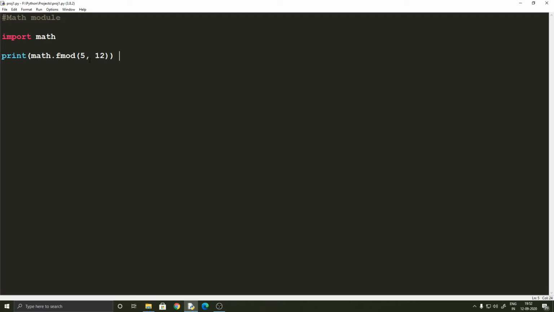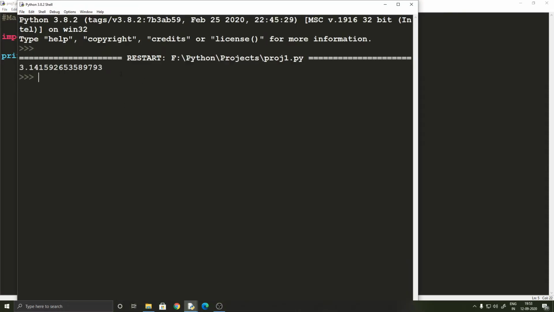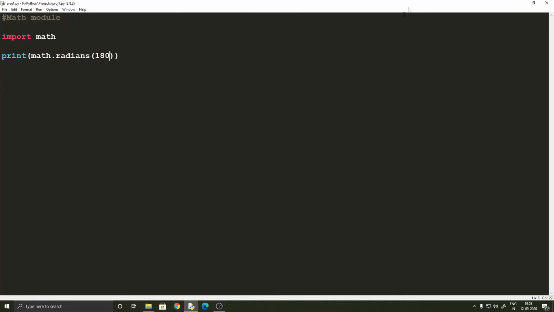Next, let us look at some trigonometry functions. First, we look at the radians function. And what radians does is, it converts the angle in degrees to radians. So let's look at an example. So let's say we want to find the equivalent of 180 degrees. So we should write math dot radians and 180 like that. So essentially we should see pi getting printed to the screen. So there it is, 3.14, which is pi. And yep, that's how radians works.